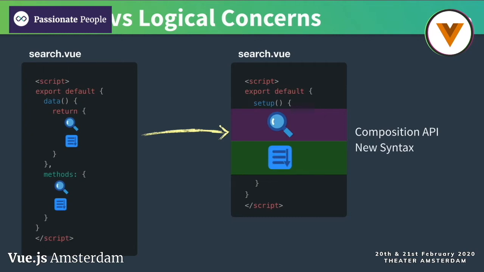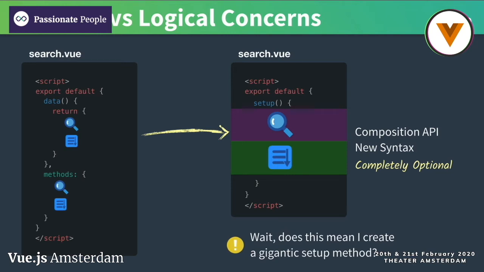And as was mentioned earlier, it's completely optional. We still have our old syntax. We still have the main syntax that most people using Vue are going to use, the options syntax, until they need something different. But when I first saw this, I don't know about you, I was like, wait a second, we're writing all this code inside this one huge setup method?